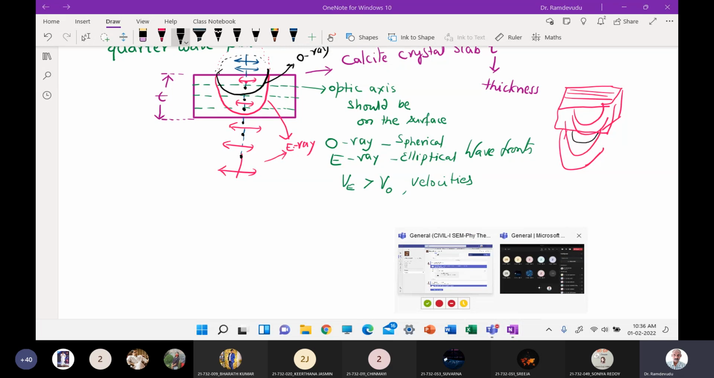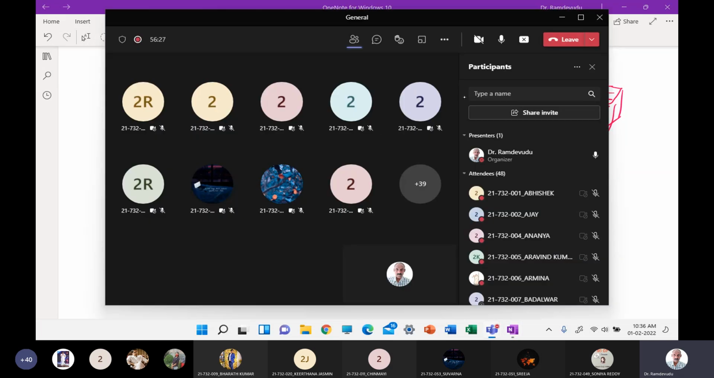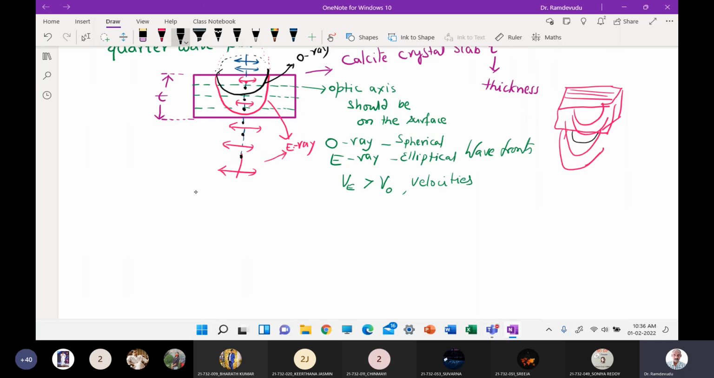So, okay, we look at this in this case. Suppose I write here the path differences. If you want to write the path differences, I write that T is the thickness of the crystal cut or crystal slab, whatever you're taking.